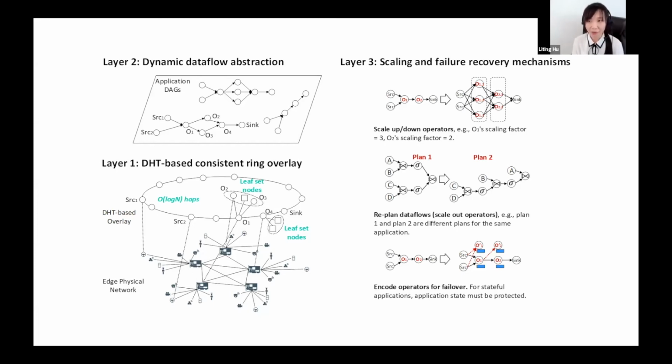The second layer is the dynamic data flow abstraction. The key innovation is that we leverage the DHT-based routing protocol to approximate the path between the source nodes and the sink nodes, which can automatically place and chain operators to form a data flow graph for any stream application. The third layer is the scaling and failure recovery mechanisms. Every node has a routing table and a leaf set. The leaf set contains the physically closest nodes to this node. We use the leaf set nodes to scale up and out operators and replicate operators to handle failures and stragglers.